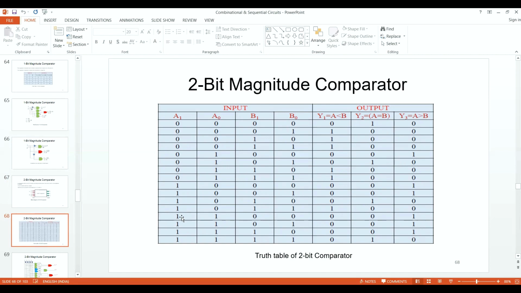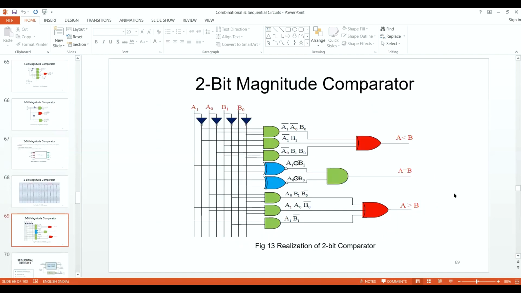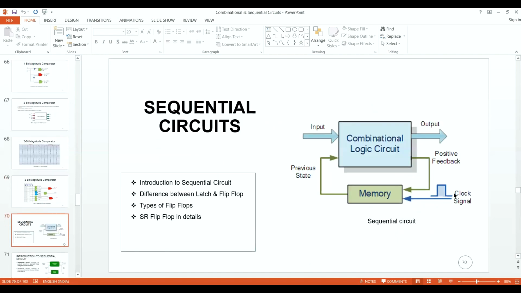Let's take one more case: 1, 0 and 1, 1. So 1 plus 0 is 1, we know very well. But 1 plus 1 is 0 with carry 1, so A would be lesser. In this way, we can discuss the 2-bit comparator, and different realizations can be carried out.